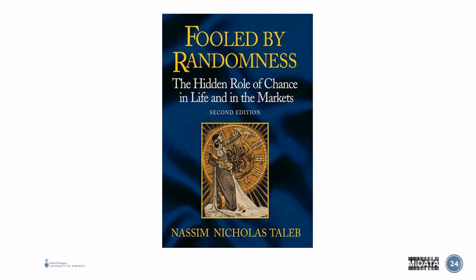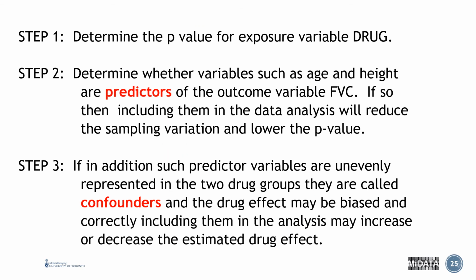Okay, let's sum up a little bit of what we've been talking about. Step 1, determine the p-value for the exposure variable. In this case, it was drug. In step 2, determine whether variables such as age and height are predictors of the outcome variable. In this case, it was FVC. If so, then including them in the data analysis will reduce the sampling variation and lower the p-value. That's always a good thing.